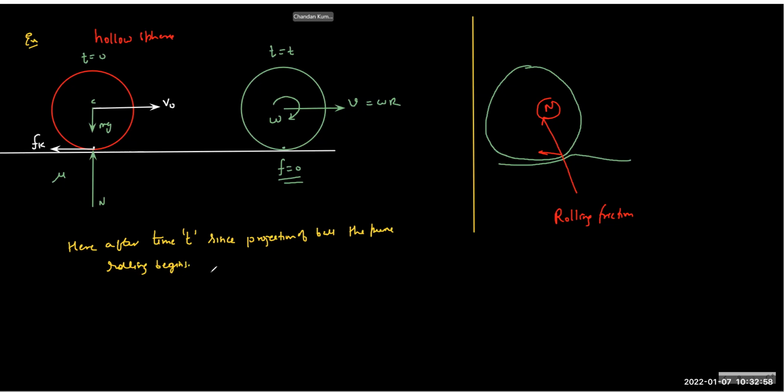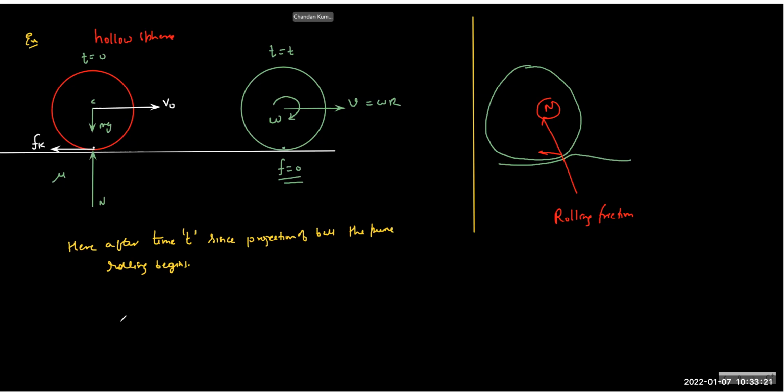So after time t, since projection of the ball, the pure rolling begins, and now you can see something very interesting. We can solve organically. And how do we solve organically? The organic method is always the impulse momentum theorem and the angular impulse momentum theorem. Both you have to apply individually, separately.